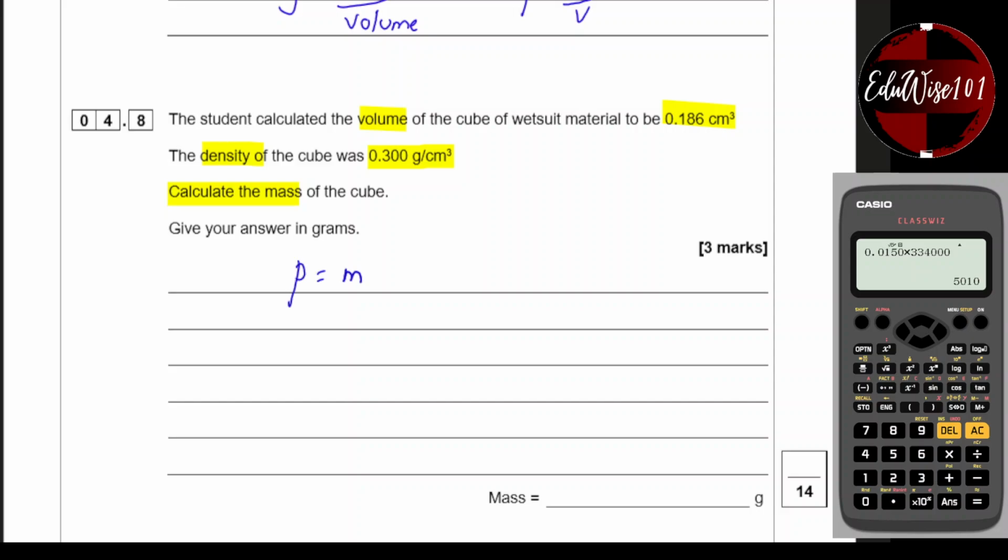Density is the mass divided by the volume. Write the equation first and then put the numbers in the correct places, which is called substituting. Right? So the density was 0.3 equals the mass divided by the volume, which was 0.186. Now, how do you calculate the mass? You'll have to rearrange the equation. So the mass equals 0.3 multiplied by 0.186.